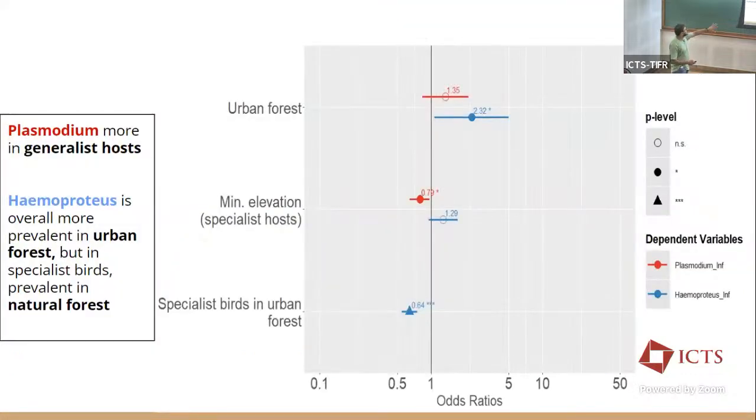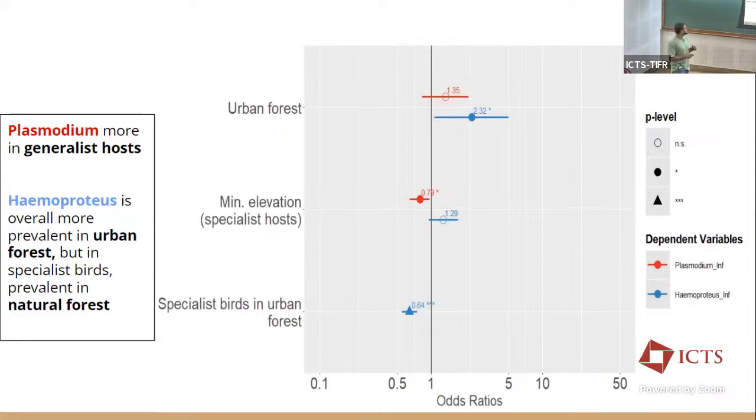And this is what you get. You remember the odds ratios that we talked about. The odds ratios are simply the probability of infection versus not infected birds, I mean, the ratio of the odds. So this is the odds in urban forests versus the odds in natural forests. These are the parameter estimates that you get. And if anything is below 1, that means it has a negative correlation with the specific variable.